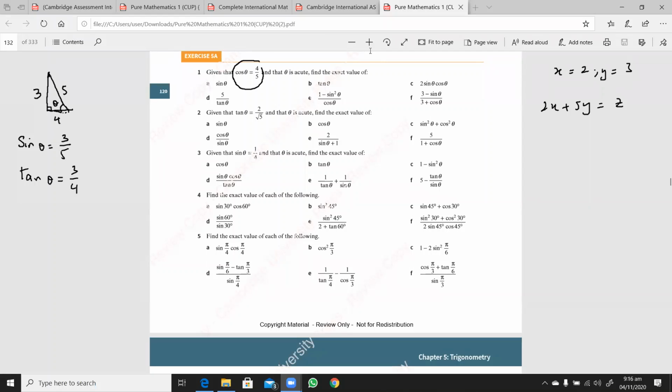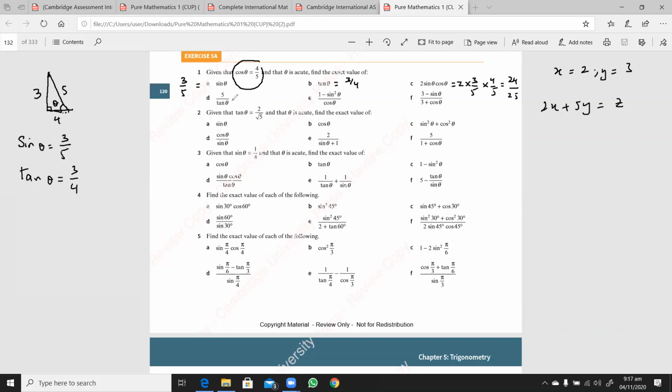Now you look at all these questions. You only have to substitute like this. You know that sine theta is going to be 3 over 5, and tan theta is going to be 3 over 4. Look at this, 2 sine theta cos theta. So that would be 2 times 3 over 5 times 4 over 5, and then you simplify, this is going to be 24 over 25.